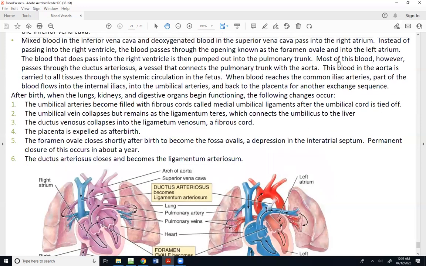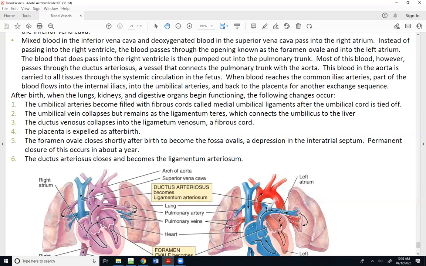And then most of that blood is not going to go to the lungs, but instead will pass through the ductus arteriosus, which is this little tiny connection between the pulmonary trunk and the aorta. And we talked about that as being the second lung bypass that a fetal heart and blood vessels will have. So it connects the pulmonary trunk to the aorta. This blood in the aorta is carried to all tissues. So this is systemic circulation in the fetus.